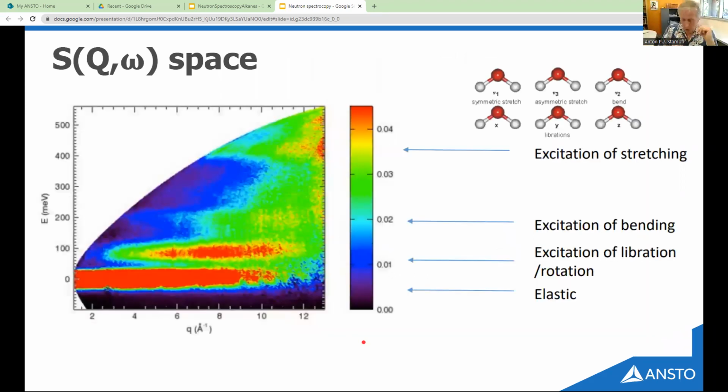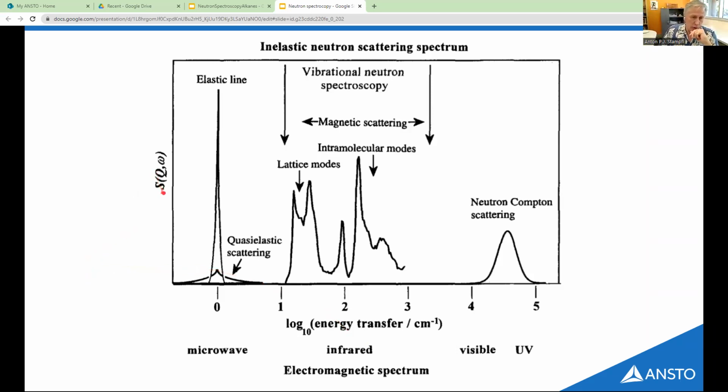Okay. Oh, and then the other thing is this S(Q, omega). Sorry, I flipped. That's an important thing. So this Y axis is what we call S(Q, omega). S(Q, omega) is a scattering function. It's an interaction function. It's when the neutron comes in, interacts with the material, and scatters out. Okay, that's what S(Q, omega) is.